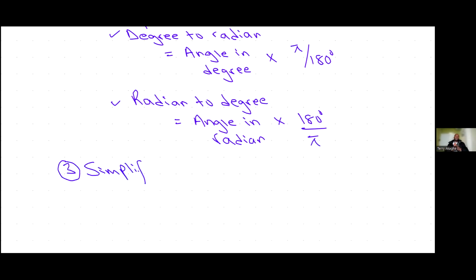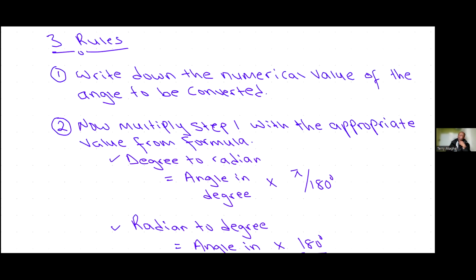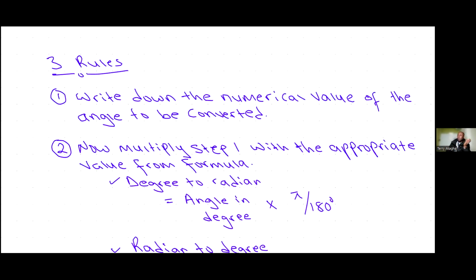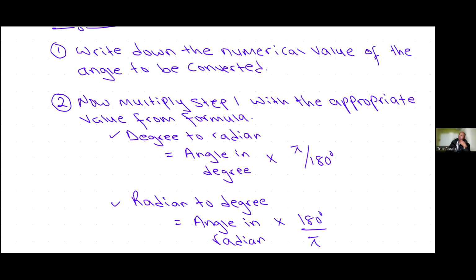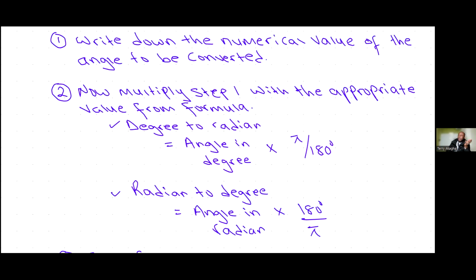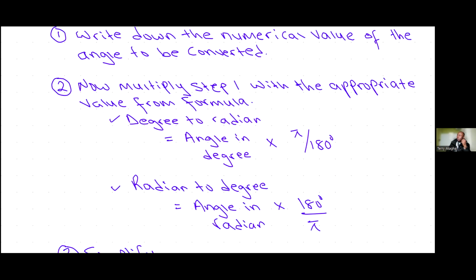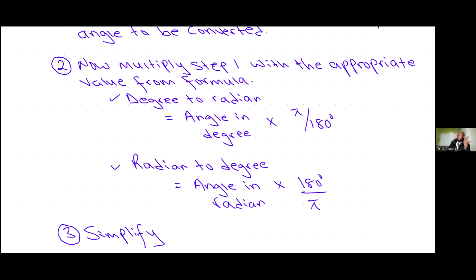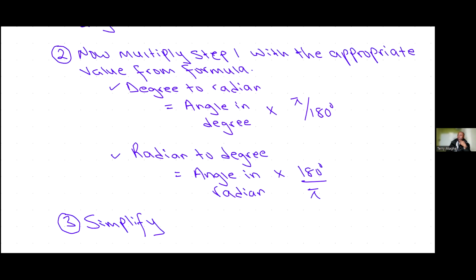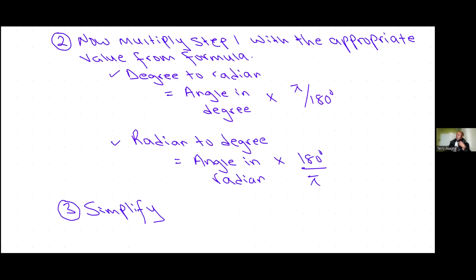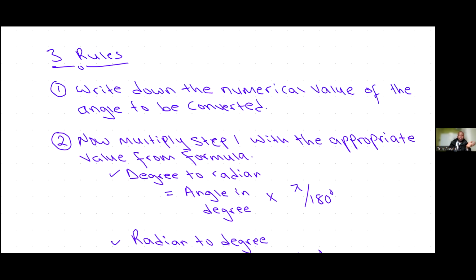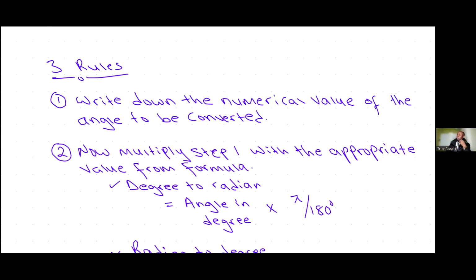So the 3 rules, as I said: you write down the numerical value of the angle. After that, you multiply step 1 with the appropriate value from the formula. From degrees to radians, the angle in degrees is multiplied by pi over 180. From radians to degrees, the angle in radians is multiplied by 180 over pi. Then you simplify. I'm going to take some examples just to explain this, then from there we'll go to the next step.